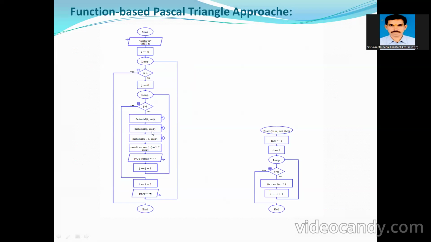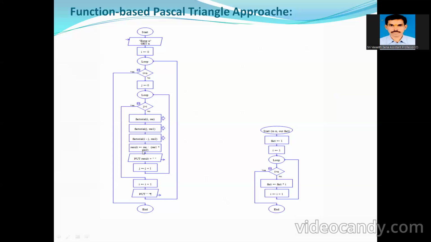Next I am passing fact of j comma result1. Here j is the input parameter and result1 is the output parameter. Once you make a function call, the called function will be invoked and then it will return the value. Again, I'm calling the factorial function by passing i minus j, which is n minus r. So this is the nth term, this is the r term, and this is the n minus r term. So i minus j is the input parameter and res2 is the output parameter. Once you have evaluated n factorial, r factorial and n minus r factorial, those values will be stored in the variables res, res1 and res2.